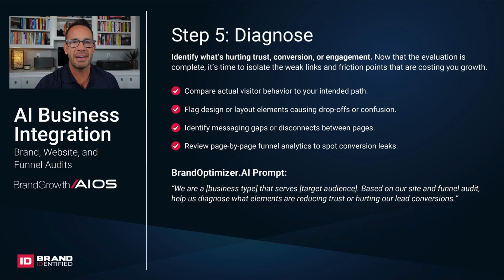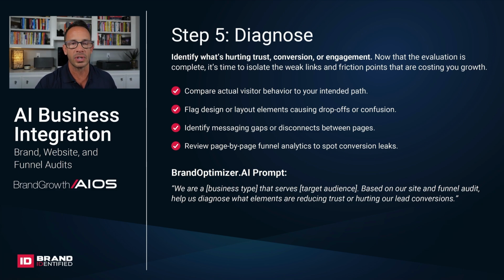So step number 5 is to diagnose. Identify what's hurting the trust, the conversions, or the engagement. Now that the evaluation is complete, it's time to isolate the weak links and the friction points that are costing you your growth. So compare actual visitor behavior to your intended path.